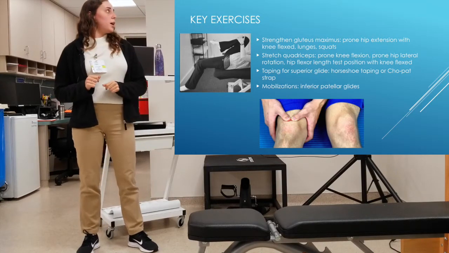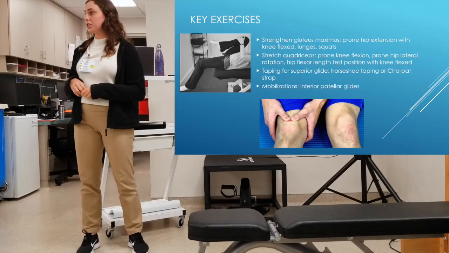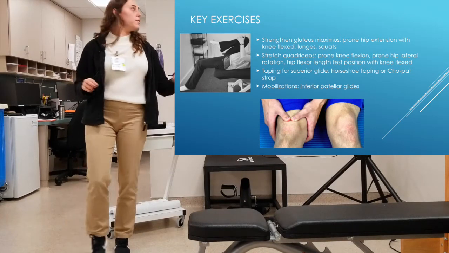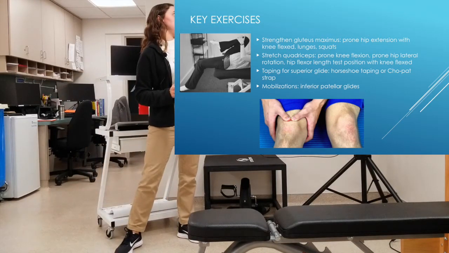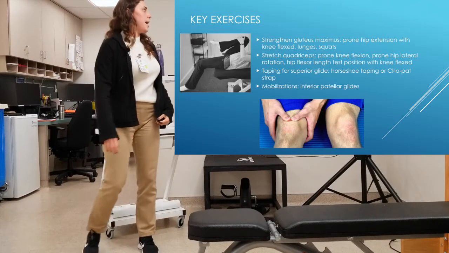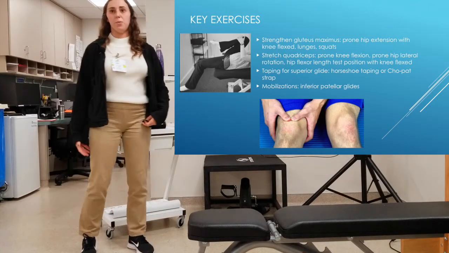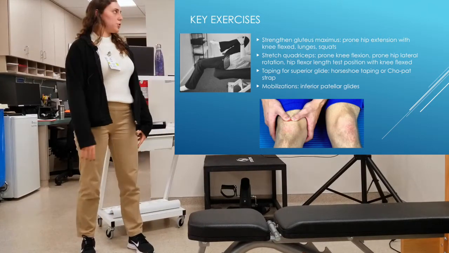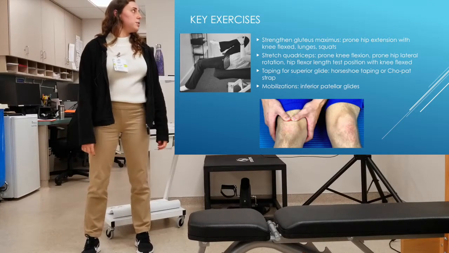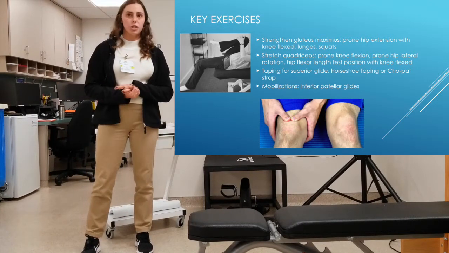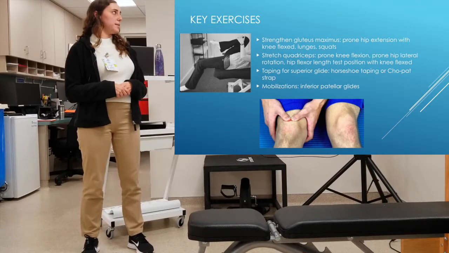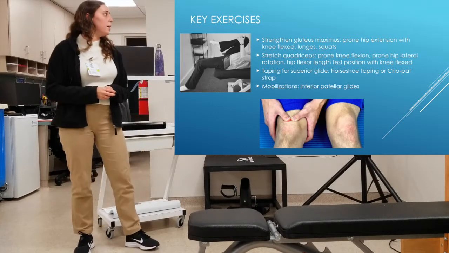So stretching, you can put them in the hip flexor length test position, and the focus would be on bending that knee in. You'll get a nice quad stretch with that. You can also put them in prone and work on flexion, trying to get the quad stretch that way. For the glutes, you can do lunges, squats. It can be more functional, or you could do that prone hip extension, knee flexion position as well.